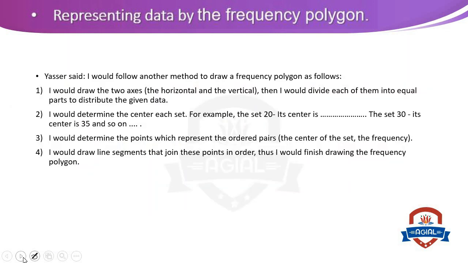And Yasser said, I would follow another method to draw a frequency polygon as follows. First, I would draw 2 axes, the horizontal and the vertical. Then I would divide each of them into equal parts to distribute the given data. Then I would determine the center of each set. For example, the set 20, its center is 25, and the set 30, its center is 35, and so on.